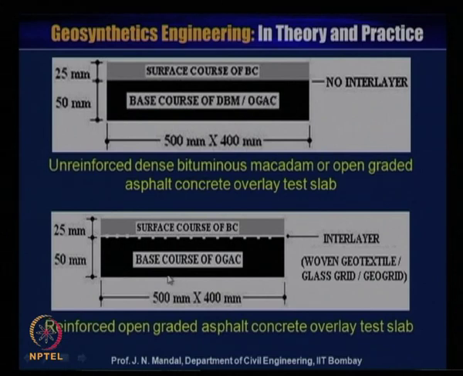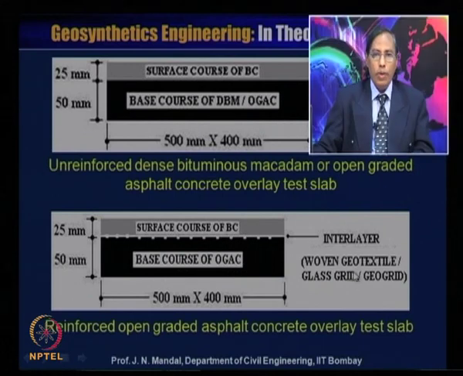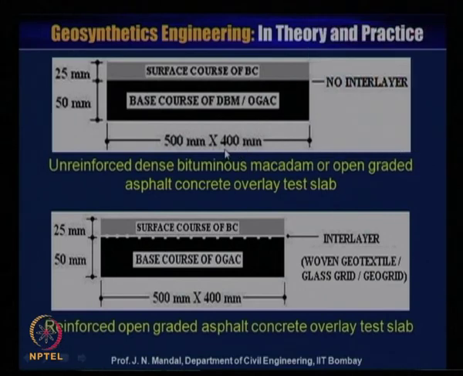Next, the reinforced open graded asphalt concrete overlay test slab. The same materials that we have used: the geotextile, glass grid and the geogrid material. This also has 50 millimeter thickness, and in this interlayer we have introduced the geotextile or glass grid or the geogrid, whereas in the case of unreinforced there is no interlayer. And then we have performed the test.